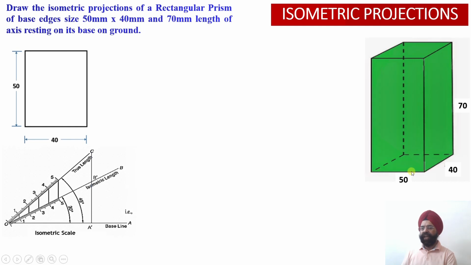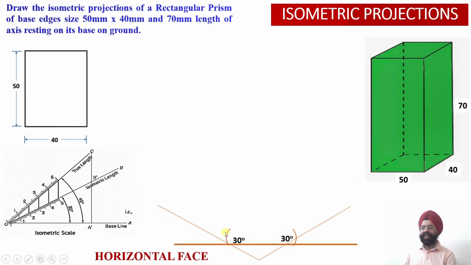So here one edge of the base will be 50, another edge of the base will be 40. Let us start working out the projections in the horizontal face, that is vertically upright. Here we have a rectangular prism, base edges 50 millimeter and 40 millimeter. The prism is resting on the ground in the upright position, and the height of the prism is given to us as 70 millimeter.